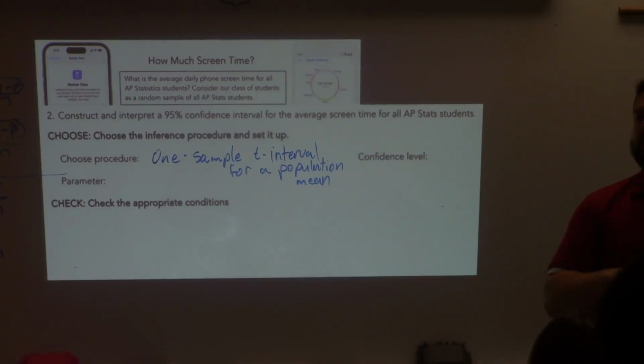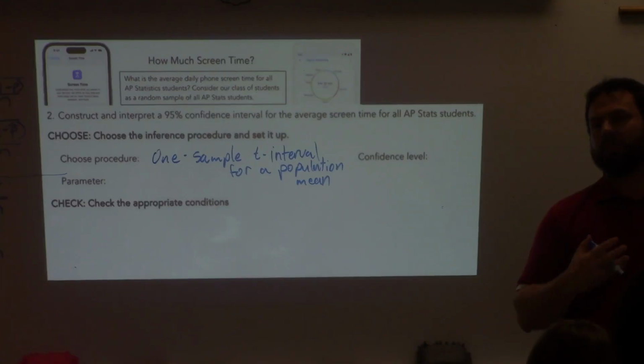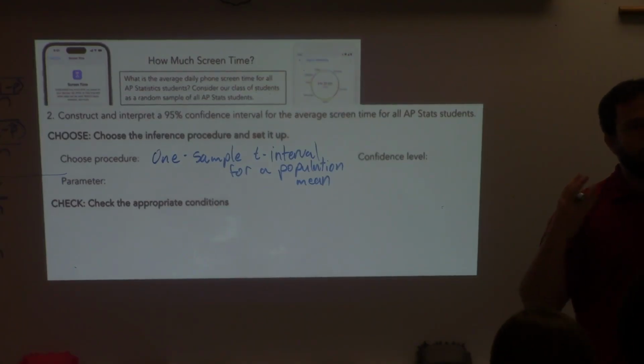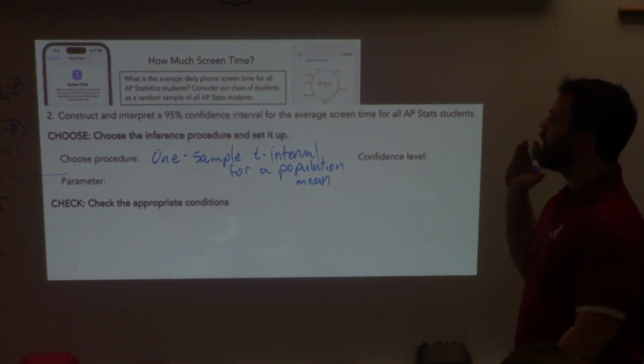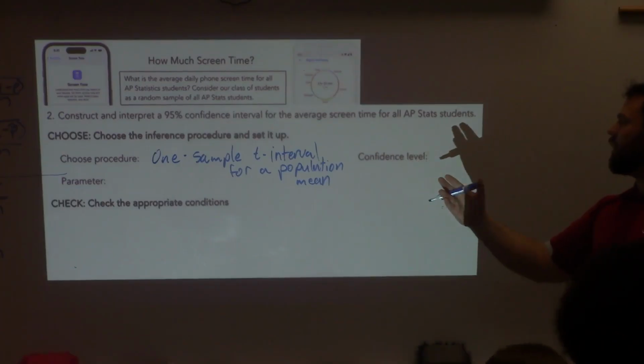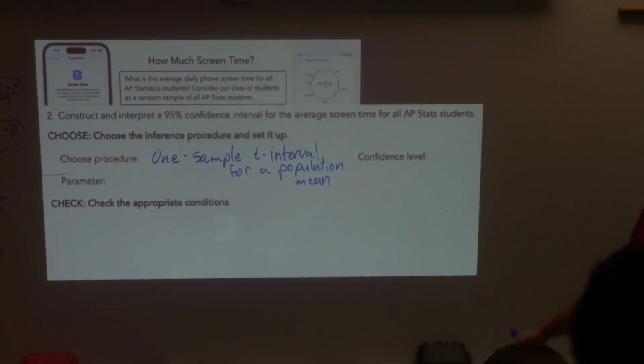Why do I never need to make an inference about a sample? Because I have the sample. Guys, do not pick answers on multiple choice that talk about a sample. We're talking about a population, okay? The sample ones, throw them out really quickly. Parameter: the true mean screen time for all AP stats students, confidence level 95%.